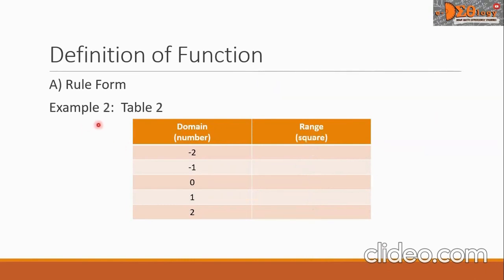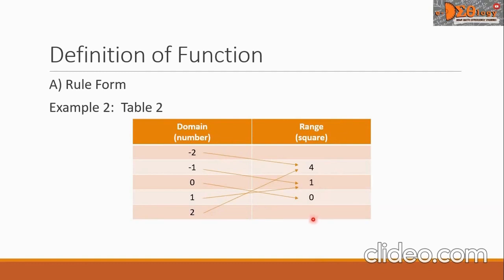Let us have example 2. Given this table 2, the domain is here with elements -2, -1, 0, 1, and 2. For the range, the rule is to get the square of each element of the domain. So the elements for the range are 4, 1, 0 respectively.